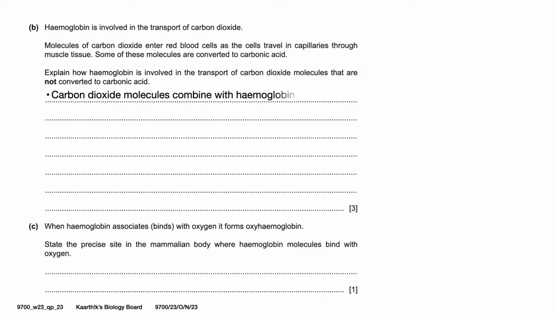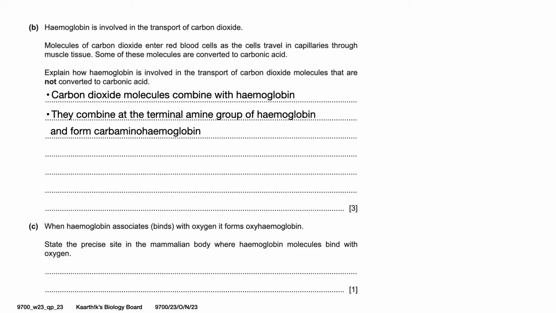Here, the carbon dioxide molecules will first combine with hemoglobin. So where do they combine? They combine at the terminal amine group of hemoglobin and form carbaminohemoglobin, and the carbon dioxide will stay combined with hemoglobin till the pulmonary circulation. Once they are formed into carbaminohemoglobin, they travel along the blood vessels until they reach the lungs, in the alveoli, where the pulmonary circulation ends.